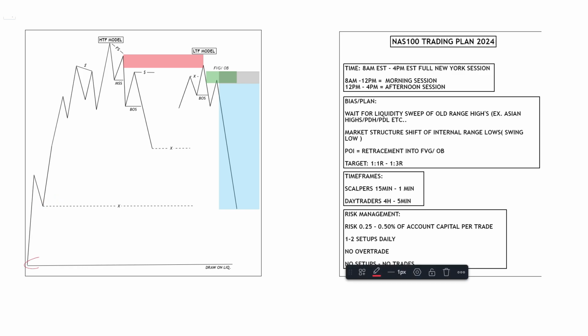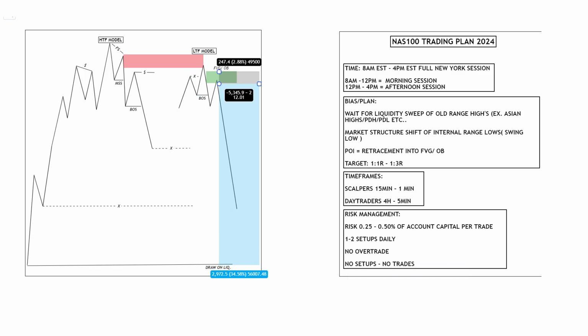lows till we reach our main final draw on liquidity, which is our previous range lows, because we see that price took previous range highs. But this is it right here for our schematic and our trading plan. Now let's hop on the charts and see this happening live in action and show you guys how to execute.